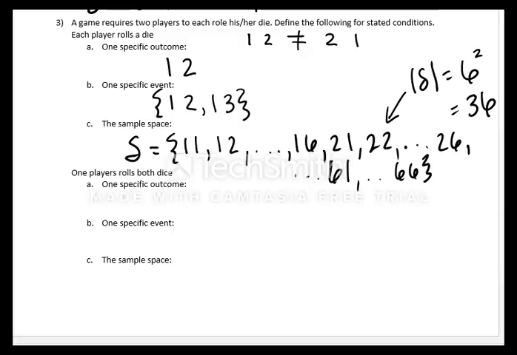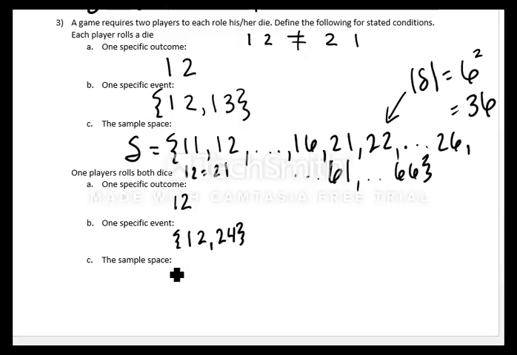Okay, so here, I'll make a little note that 1, 2 does equal 2, 1 for our event or outcome. So one specific outcome again is 1, 2. Then we could have another specific event, which would be 1, 2, 2, 4.